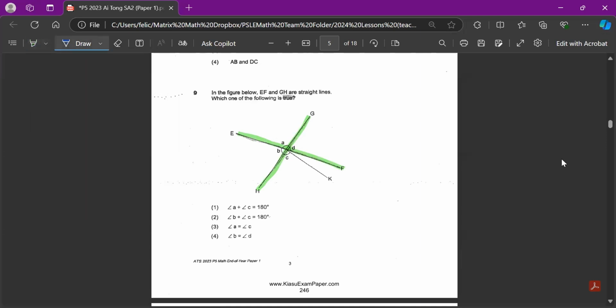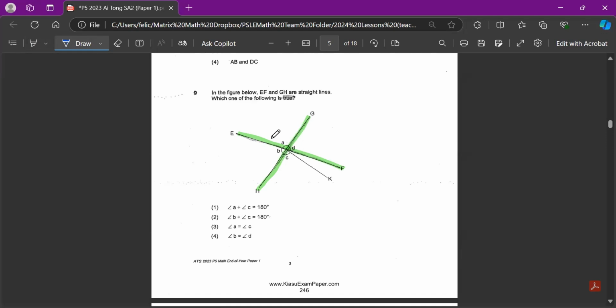Okay, so next one, option 2, B plus C is 180. If you look at B plus C, it's not even on the straight line. Straight line must be EF. C is only up to here, only the smaller angle. So out. A equals to C. They say A equals to C.